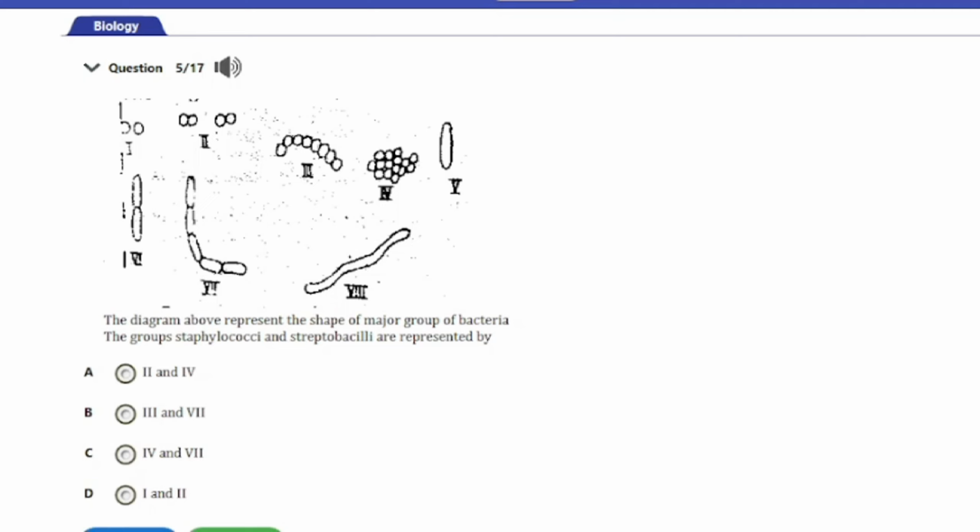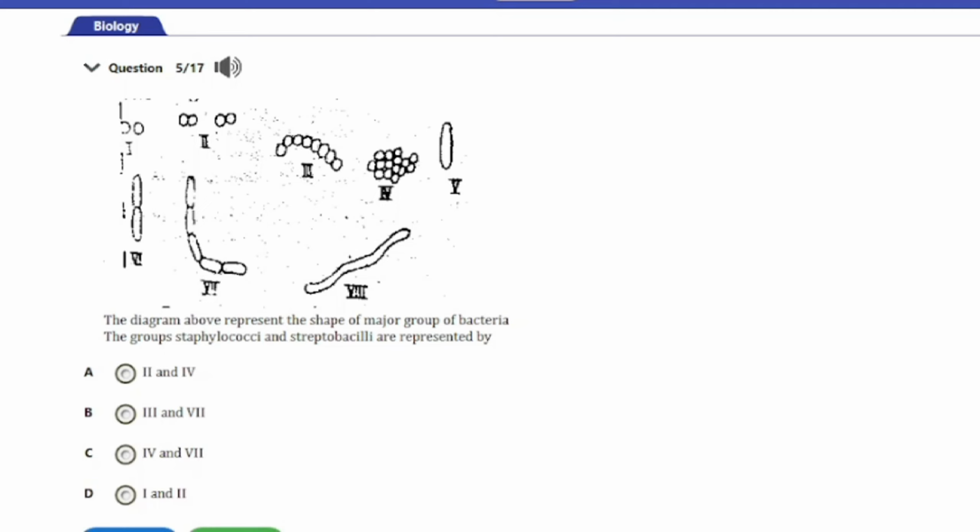That's question number 5. It says, the diagram above represents the shape of a major group of bacteria. The groups Staphylococci and Streptobacilli are represented by A. II and IV, B. III and VI, C. IV and VII, D. I and II. So the answer to this question is option C, and that's IV and VII.